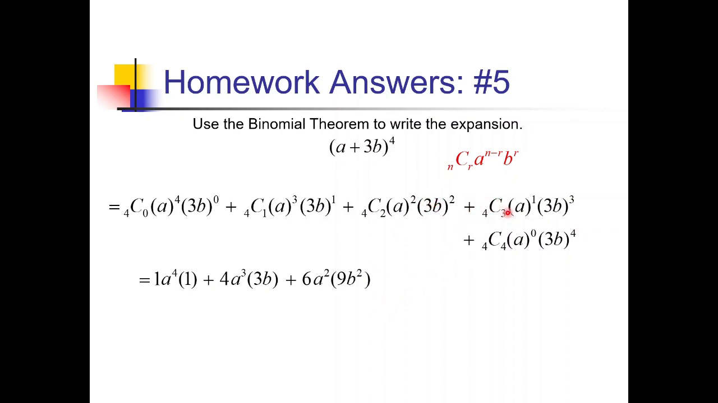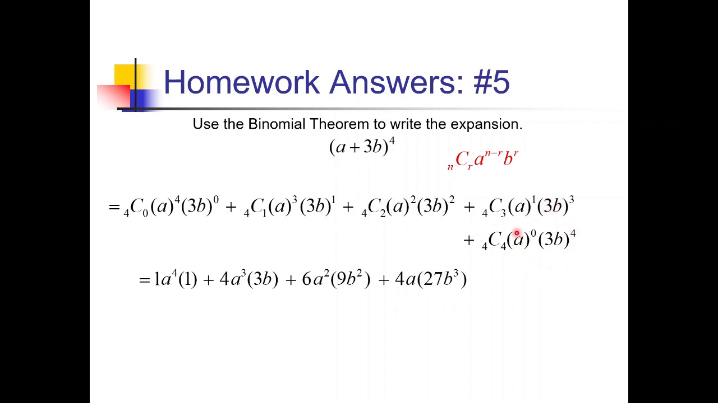Next up, 4 choose 3. In general, n choose n minus 1 is just going to be whatever the n is, because now we have n ways to leave out one item. So that's just going to be 4. But you could plug it in the calculator if you want. And then a to the 1st. And this will be 27b cubed.